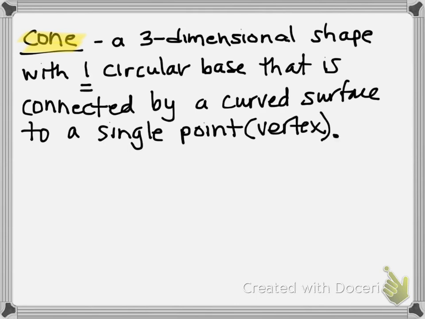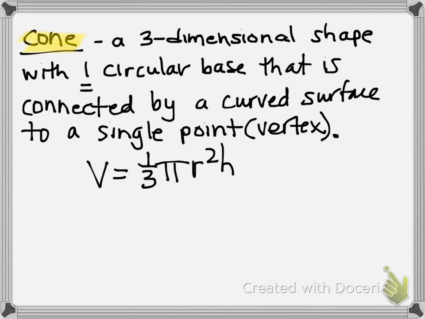Okay? So, three-dimensional, only one circular base. It does have that curved side, but it only comes to a point as opposed to the cylinder that comes to another circular base. So, again, our formula is the volume is 1/3 pi r squared h.